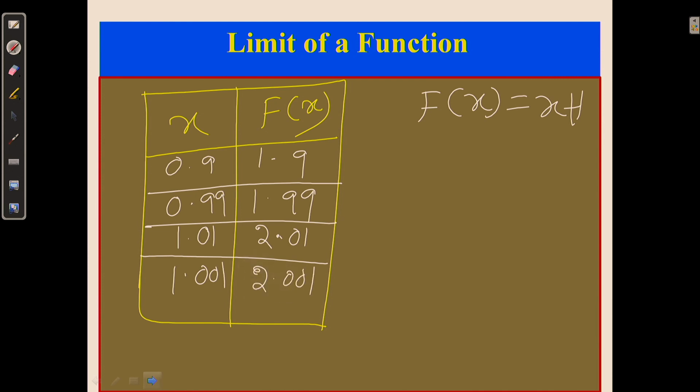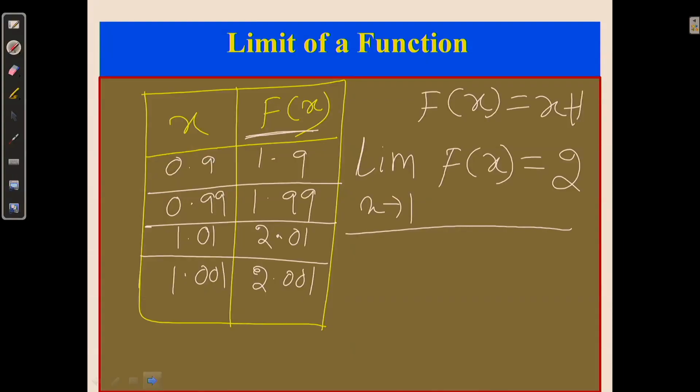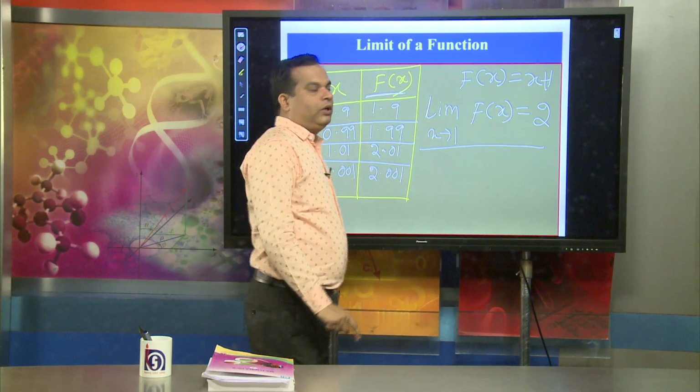That means when x approaches 1, f of x, that is limit x tends to 1, the result will be 1 plus 1, that will be 2. That is the limiting value of the function. Limit x tends to 1, f of x equals 2.